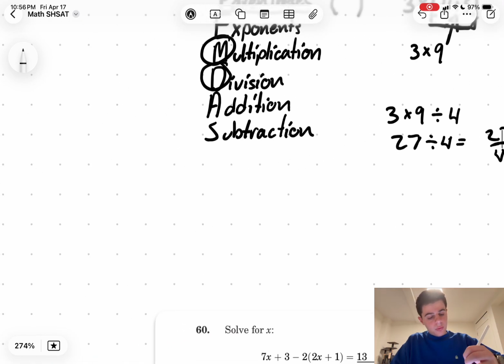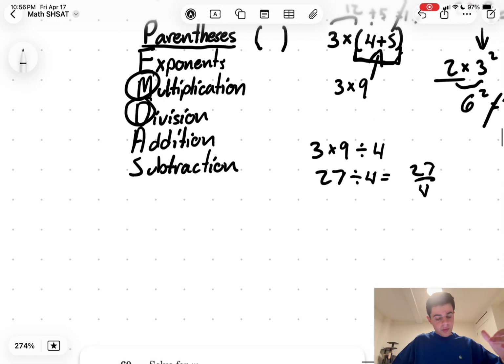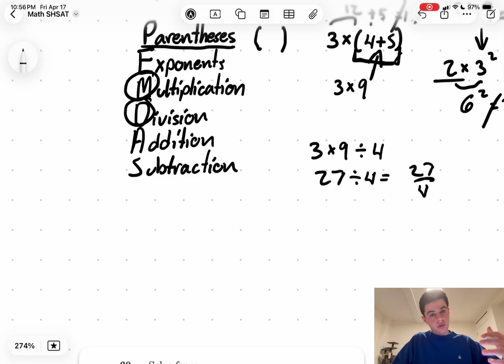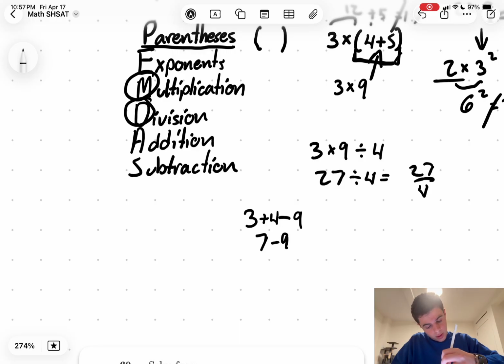And then addition and subtraction are similar to multiplication and division because they're basically opposites of each other, right? You add and subtract, that's the same level of operation. It's the inverse operation. So for these, again, you just go left to right. So if I do 3 plus 4 minus 9, first I'm going to do 3 plus 4, that's 7. 7 minus 9 is going to be -2.